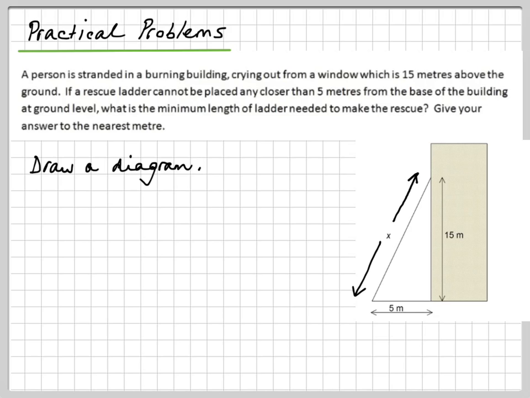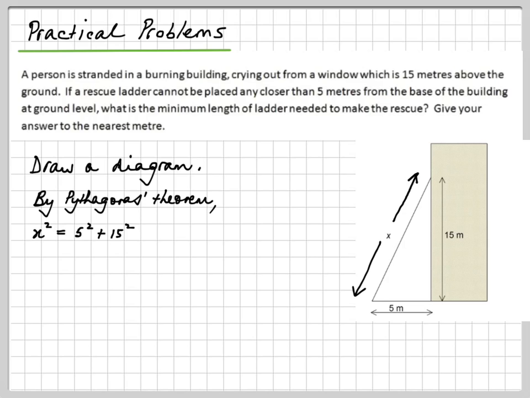Yes, we notice that the building makes a right angle with the ground. Otherwise, if it doesn't, it must be the Leaning Tower of Pisa or something, because every building makes a right angle with the ground, except the Leaning Tower of Pisa, and this ain't it. So let's go for it. We'll use Pythagoras' theorem, and that tells us that x squared equals 5 squared plus 15 squared.